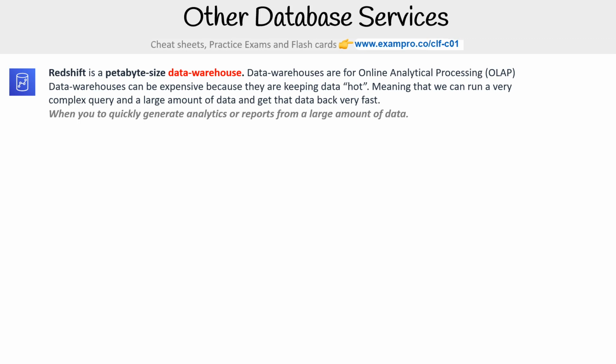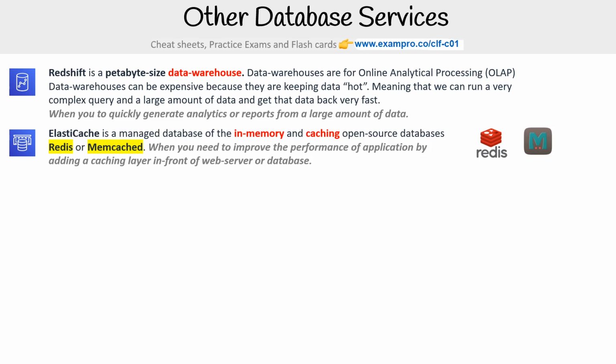using Redshift. Then you have Elasticache. This is a managed database of in-memory and caching open source databases such as Redis or Memcached. So when you need to improve the performance of an application by adding a caching layer in front of your web servers or database, you're going to be using Elasticache.